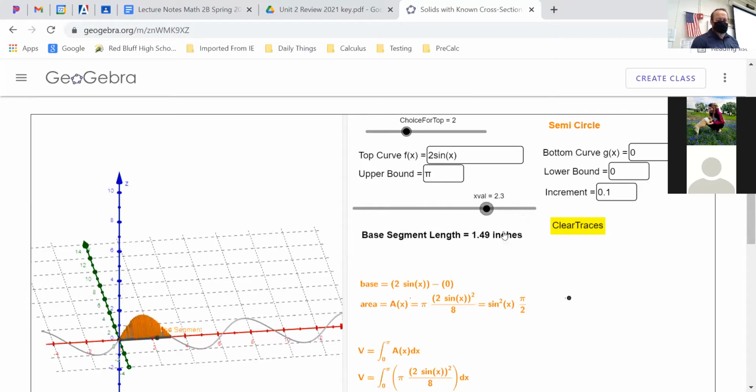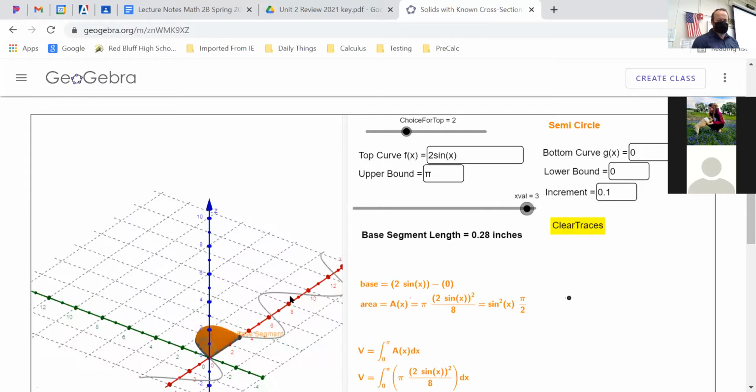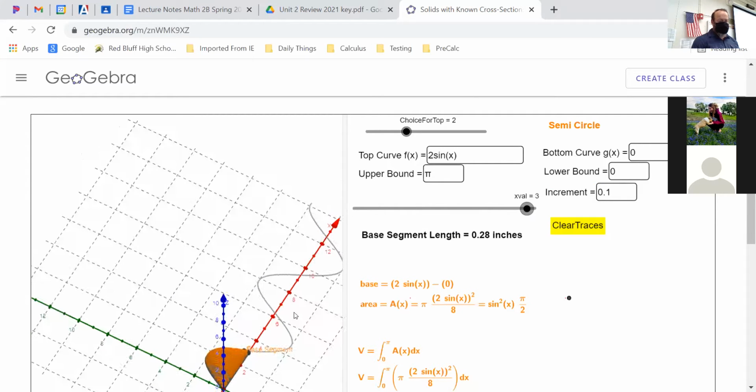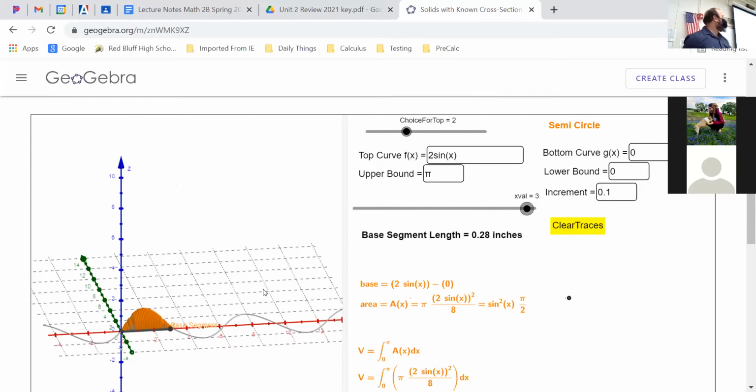Don't you wish you could have this paperweight? Kind of a cool paperweight. It's kind of neat, isn't it? So bizarre that you can go 3-dimensional with this thing.